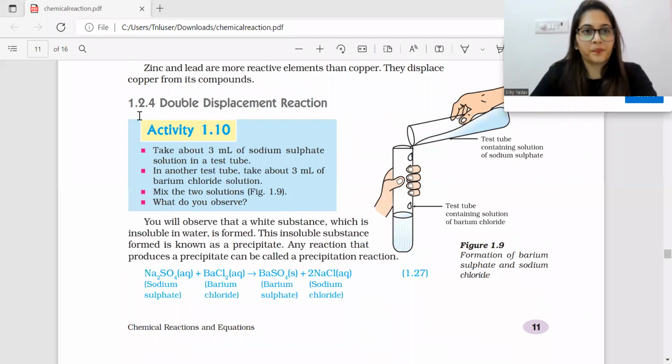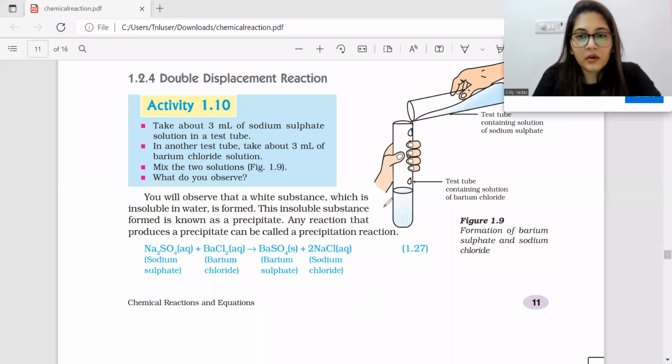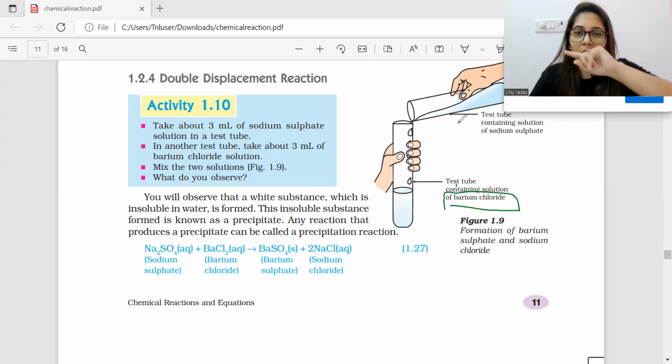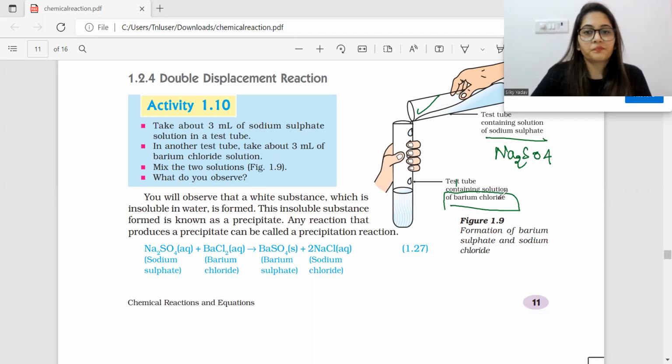Let's see. You can see earlier we were having in this test tube barium chloride, right? And from the other test tube, we are now adding sodium sulfate. Now, what is sodium sulfate? Sodium sulfate is this, right? So this Na will be 2 times. Okay. Now, again, we're using BaCl2 because that is barium chloride.